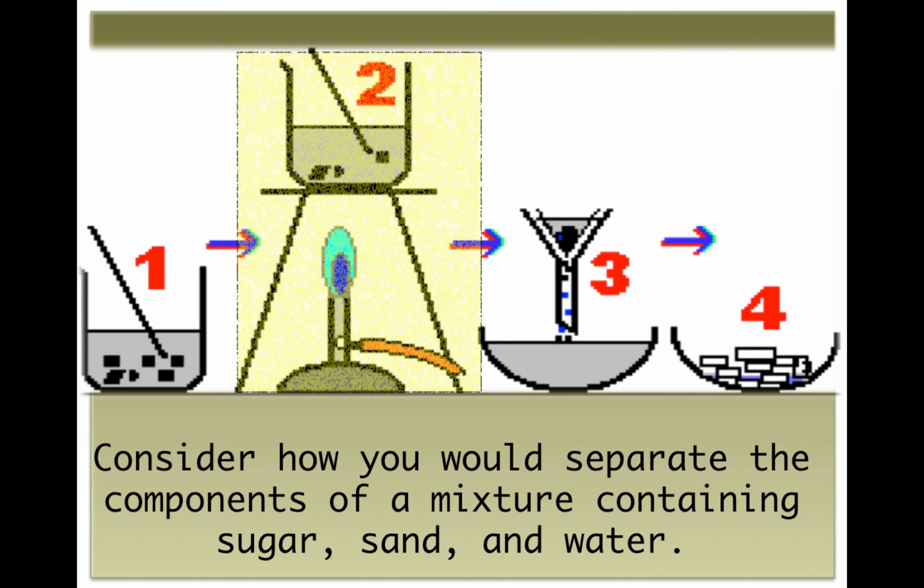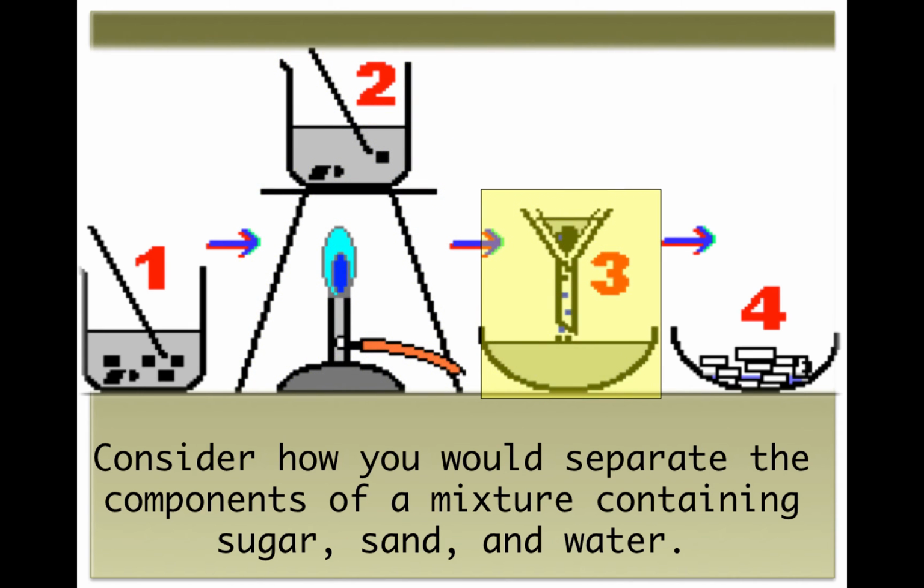That means in the third figure, you could filter out the undissolved sand into a piece of filter paper and the sugar water would go through. And then finally, in number 4, we could evaporate the water, leaving the sugar behind. Stirring, heating, filtering, evaporating are all physical processes. The components of a mixture can be separated by physical means.